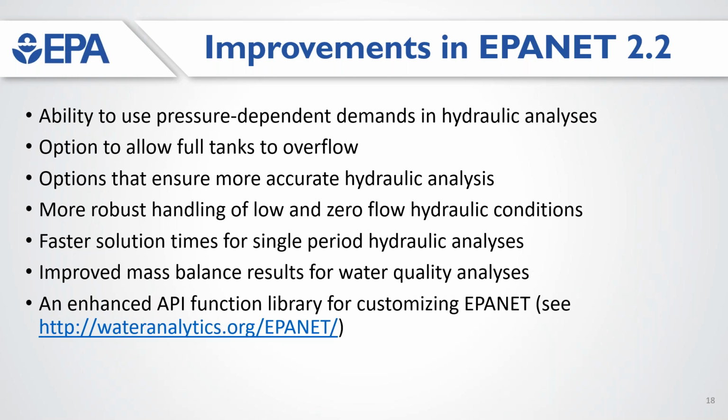Other important improvements include robust handling of zero and low flow conditions, which might be important if you have those components in your system. It also has the option to allow tanks to overflow. It has improved mass balance results for water quality analysis, and faster solution times. And again, it has an enhanced application programming interface function library, or API, for customized EPANET. You can learn more about that on the Open Water Analytics page.